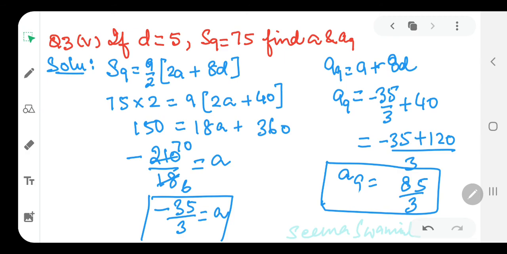Now he wants us to find out a9. Now you have a and d is already given in the question. a9 is a plus 8d. Put the value of a, put the value of d, simplify and you will get that a9 is equal to 85 upon 3.